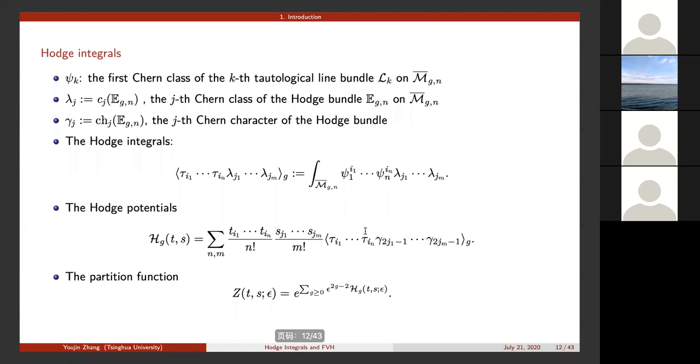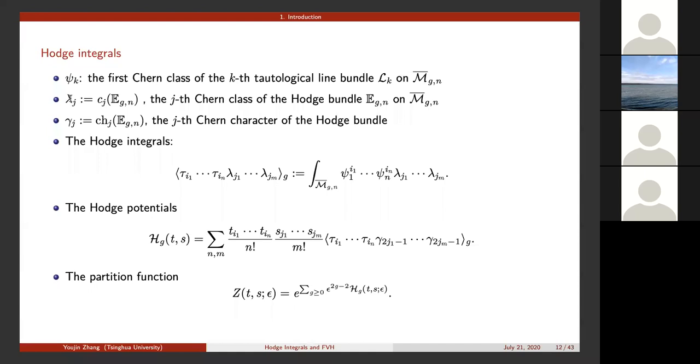Now let us consider a more general setting. We consider the so-called Hodge integrals, instead of only the Gromov-Witten invariants or the intersection numbers on the moduli space. Previously we already introduced the psi class psi k on the moduli space of stable curves. This is the first Chern class of the k-th tautological line bundle Lk on this moduli space, a cohomology class.